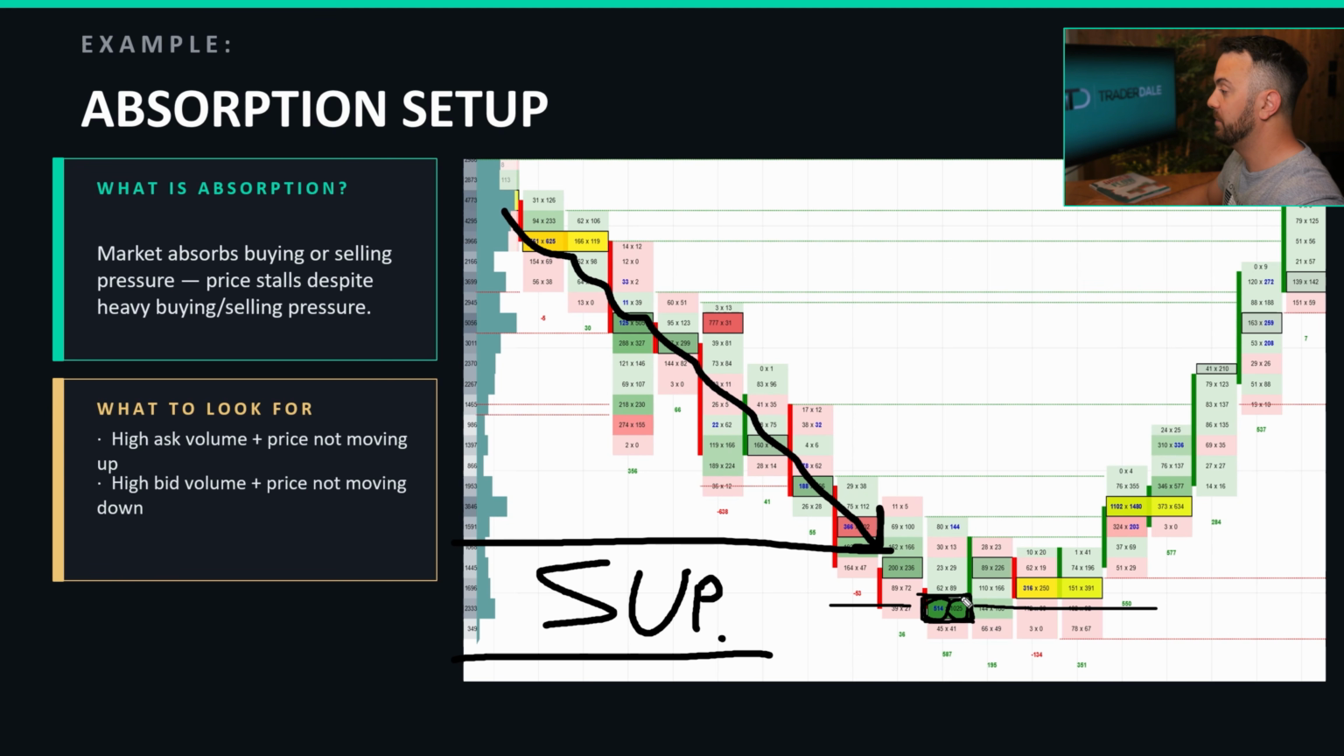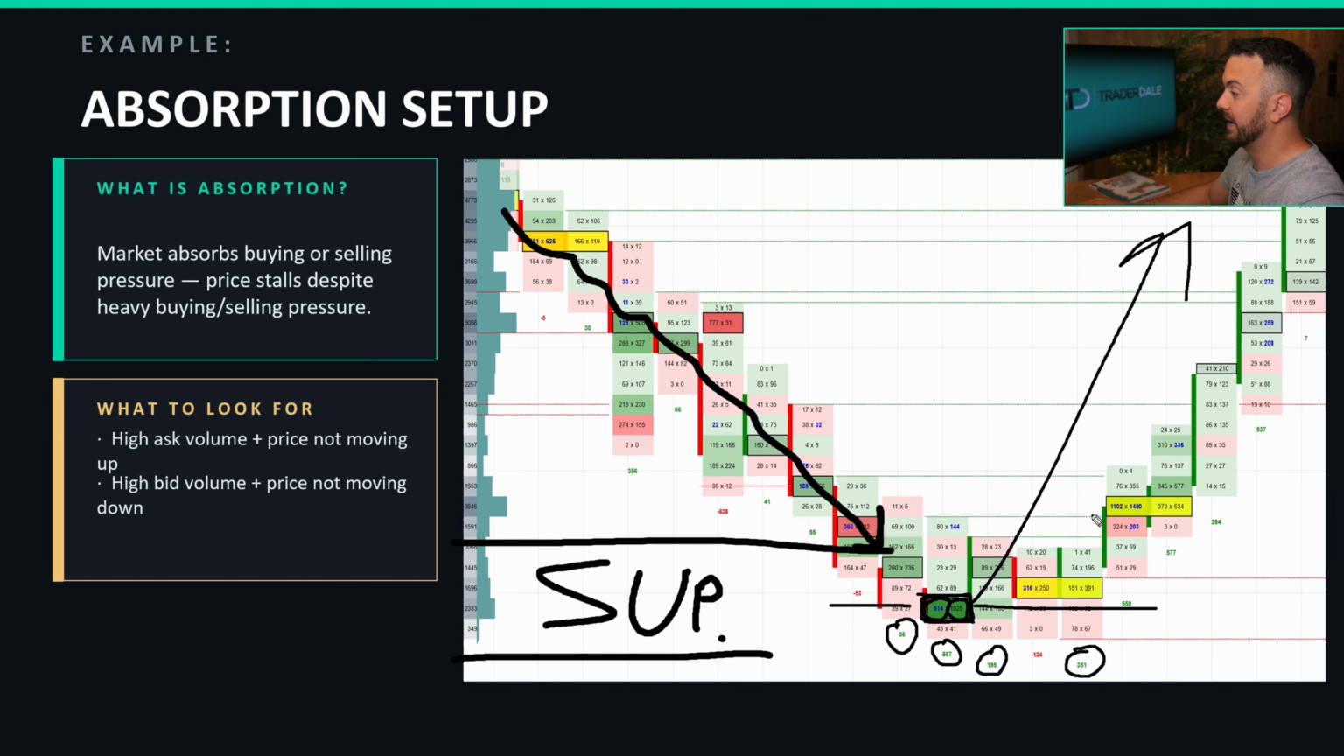So this is the confirmation for you to enter a long trade from here. As a little bonus, you can notice that there is positive delta, also telling you that buyers are jumping in and that the price will most likely go upwards. Okay, so this is the absorption setup, my favorite one.